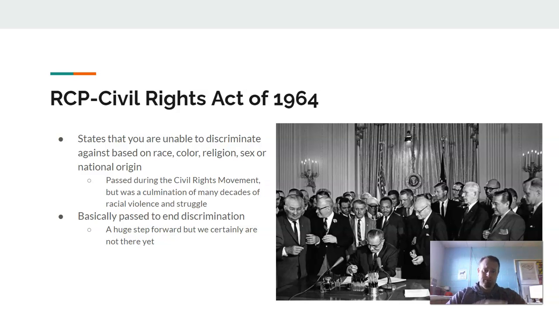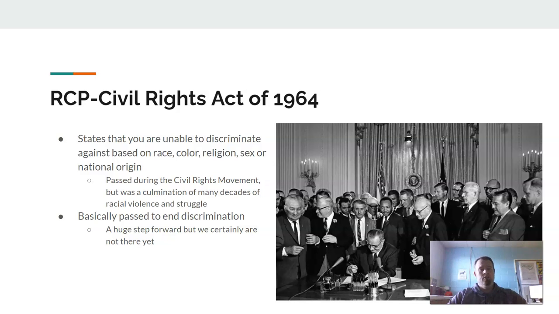So when it comes to the Civil Rights Movement, there's a reason why it's called the Long Civil Rights Movement, because it wasn't like all of a sudden in 1964 we up and decided to give rights to people, God-given rights. Giving these rights is kind of an oxymoron in and of itself. And basically this was passed to try to end discrimination, racial discrimination specifically.